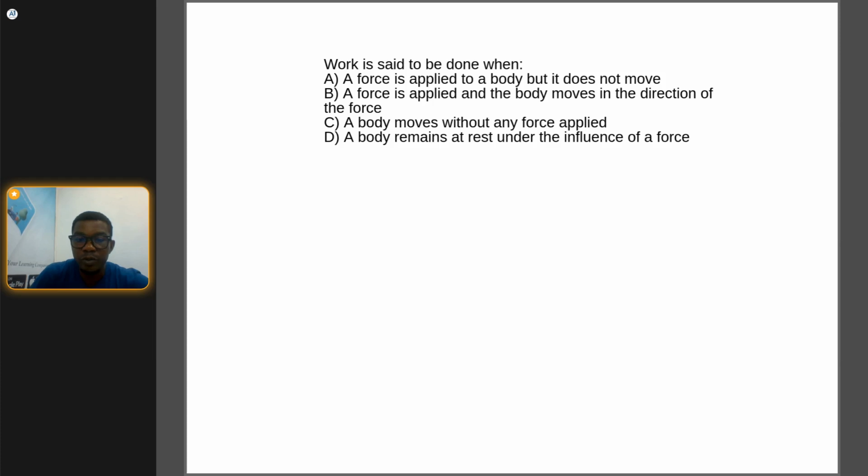Okay, all right, good response. Thank you for your response. B, correct. B is correct. Thank you, Peculiar. B is correct: force is applied and the body moves in the direction of the force. Awesome response. Okay, the next question.